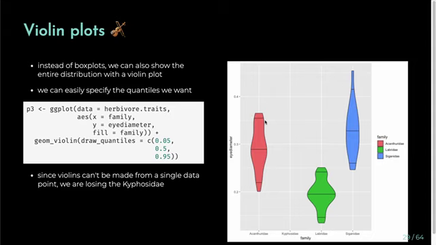And then the other thing you see in these violins, or these density distributions, are these lines, and what these are are quantiles. In the geom_violin function, we can specify which quantiles we want. Here they're essentially the median and the 95% confidence intervals, specified as 0.05 and 0.95. And again, we filled them based on the families, which looks quite nice.